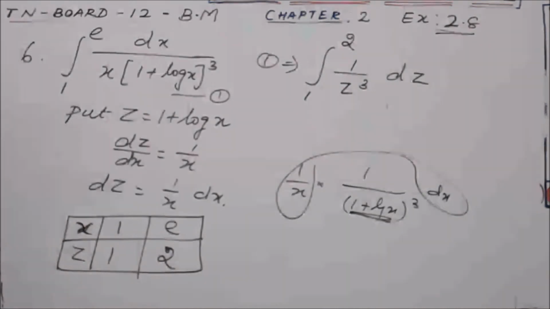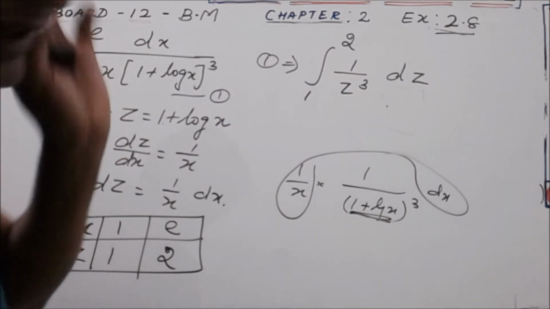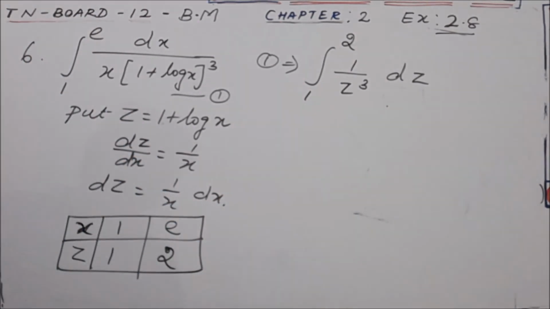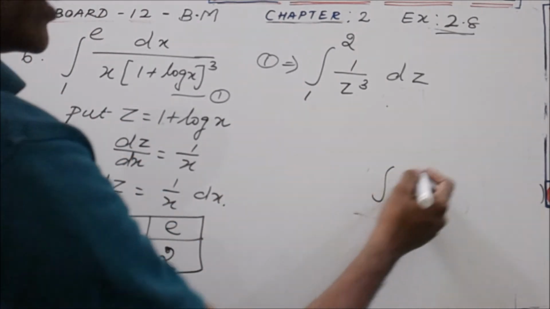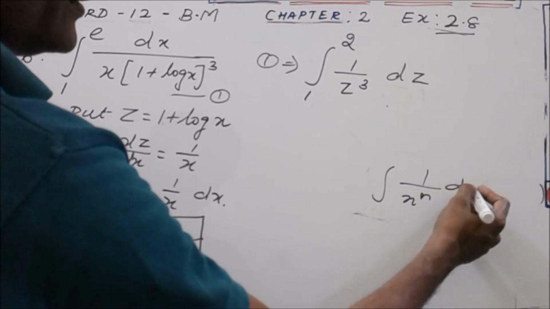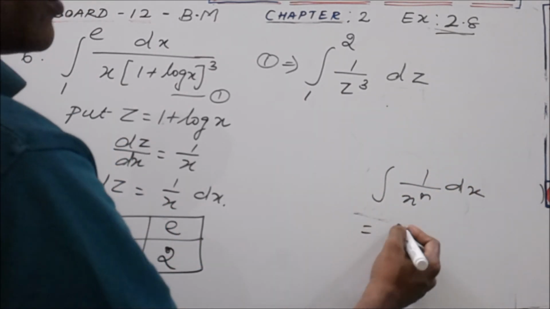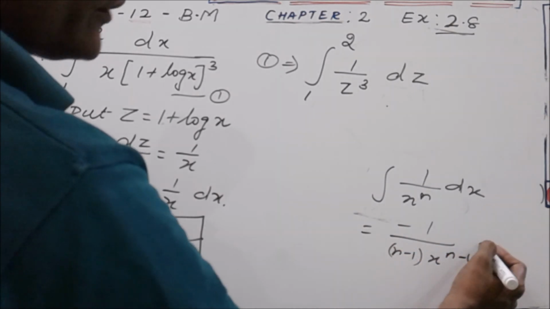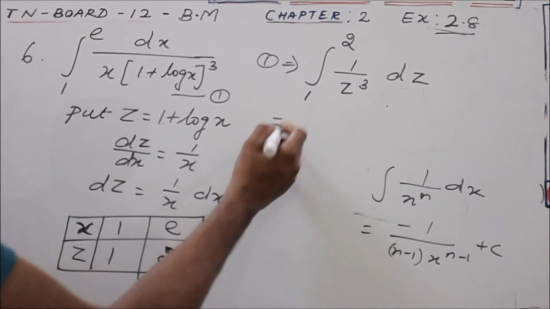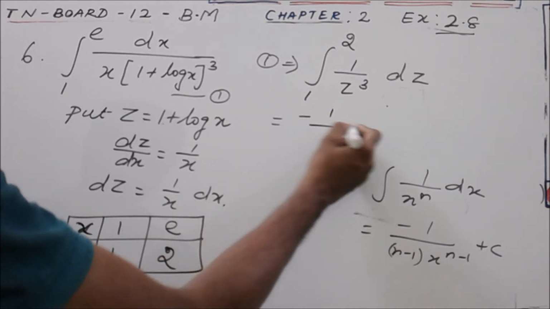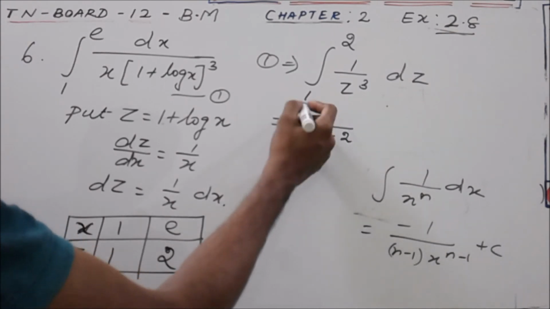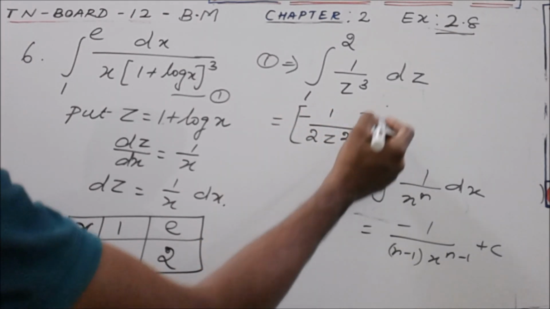Here we can use the integral of 1 by x power n dx formula. The integral of 1 by x power n dx is equal to minus 1 by (n minus 1) x to the power (n minus 1) plus c. So it is equal to minus 1 by (3 minus 1), that is 2, z power 2, with the limits 1 and 2.